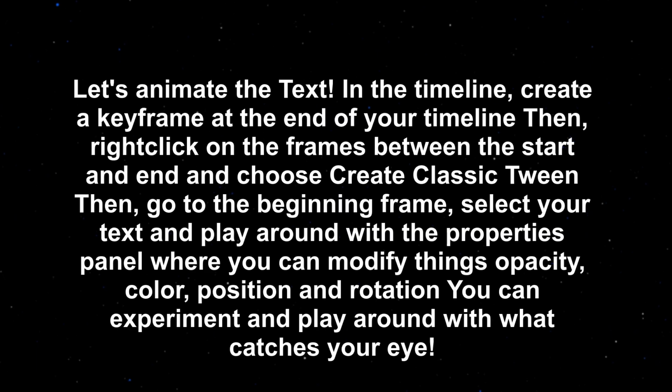Let's animate the text in the timeline. Create a keyframe at the end of your timeline, then right-click on the frames between the start and end. Choose Create Classic Tween, then go to the beginning frame. Select your text and play around with the Properties panel, where you can modify things: opacity, color, position, and rotation. You can experiment and play around with what catches your eye.